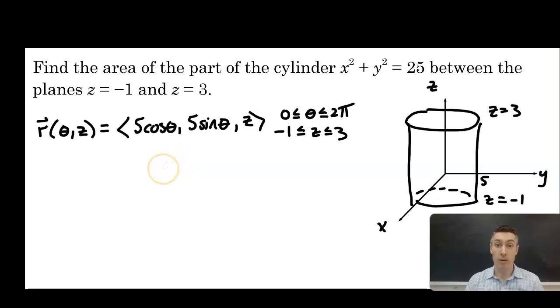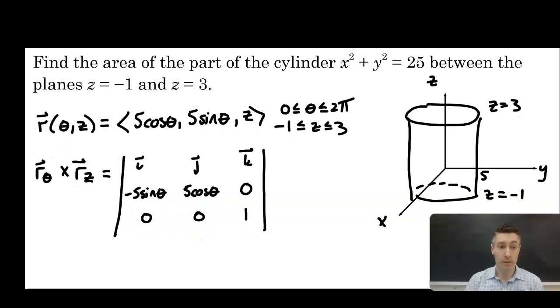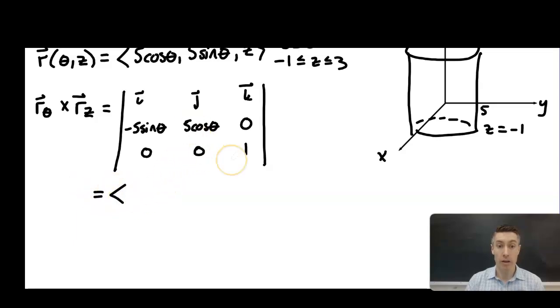So now we need to find the cross product of those two tangent vectors. So that we work in a more efficient manner, let's just set up the cross product and take the partial derivatives as we set up this cross product matrix. So the partial of r with respect to theta is going to be -5 sine theta, 5 cosine theta, 0. And then the partial of r with respect to z is going to be 0, 0, 1. So that's going to make for a nice computation here. So we get 5 cosine theta. Then we get the negation of -5, so +5 sine theta. And then we get 0 as our cross product vector.